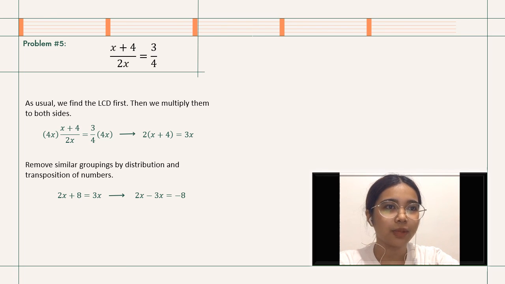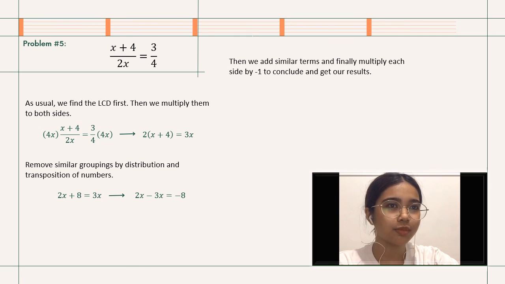2x minus 3x equals negative 8. Then we add similar terms and finally multiply each side by negative 1 to conclude and get our results. Negative x equals negative 8. Negative 1 times negative x equals negative 1 times negative 8. x equals 8.